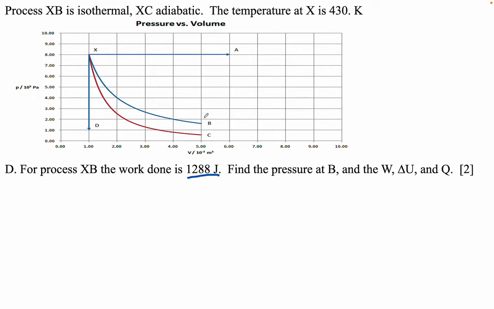Okay, so XB is isothermal, okay? Now remember, for isothermal, that means the temperature doesn't change. So normally when a piston moves out, the gas gets colder, like that's what it does for C, right? And the reason that the gas doesn't get colder is that we're allowing heat to flow in.